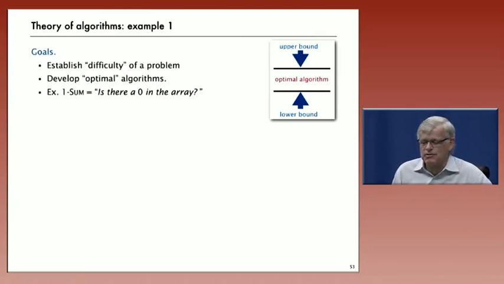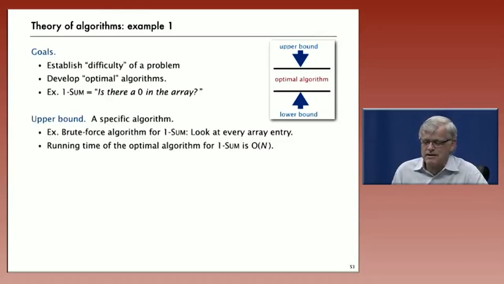So the one-sum problem: is there a zero in the array? Well, an upper bound on the difficulty of the problem is some specific algorithm. So, for example, the brute force algorithm that looks at every array entry is a specific algorithm.